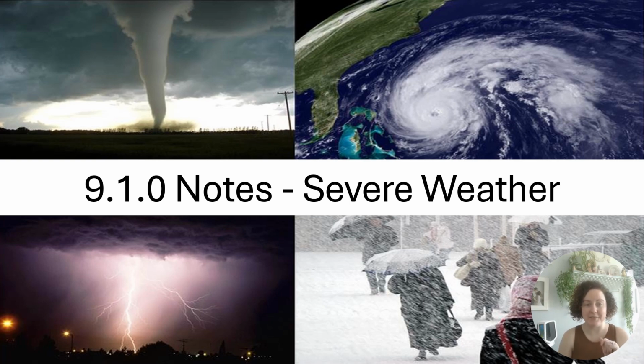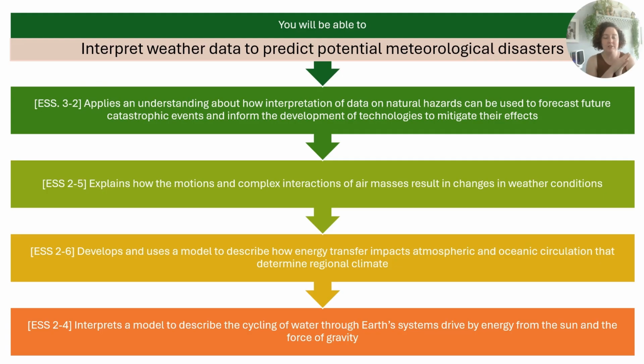So, severe weather. We are covering 4 different standards throughout this entire unit. We have that 3.2, which starts back in catastrophic events, so applies the understanding about how to interpret the data on natural hazards and how it can be used to forecast future events and inform the development of technologies to mitigate these events. So we can't stop these weather events from happening, but how can we lessen the likelihood of casualties, injuries, damage, things like that.